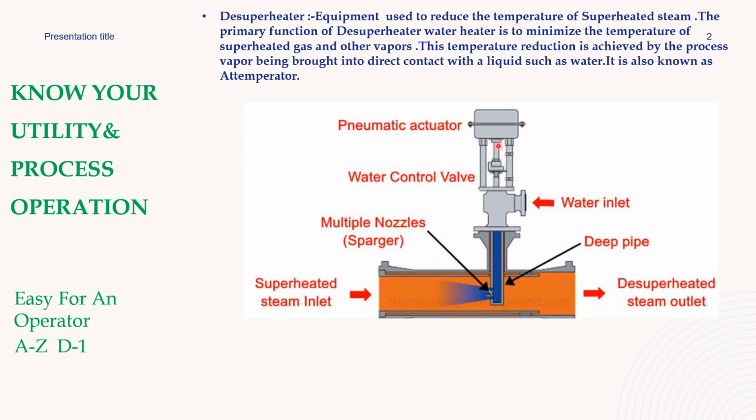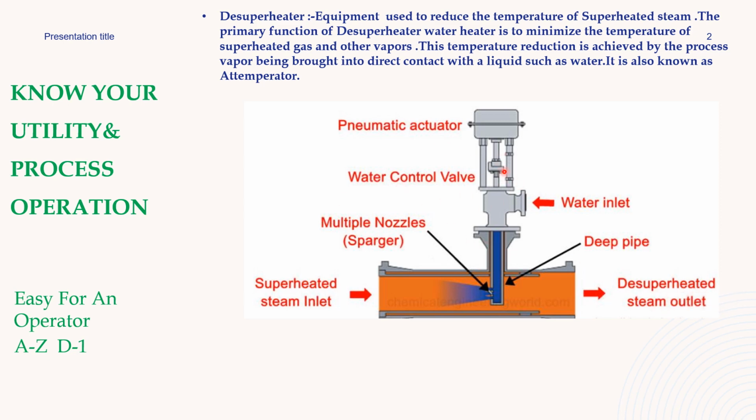This is a control valve with a pneumatic actuator. This is a water control valve. Water inlet is there, and here the spray nozzle will be there. Superheated steam is entering this pipeline, and in this pipeline this temperature control valve is provided. When the temperature goes very high, or to control the temperature, water will be injected, particularly polished DM water. It will reduce the steam temperature, and the desuperheated steam is coming out.